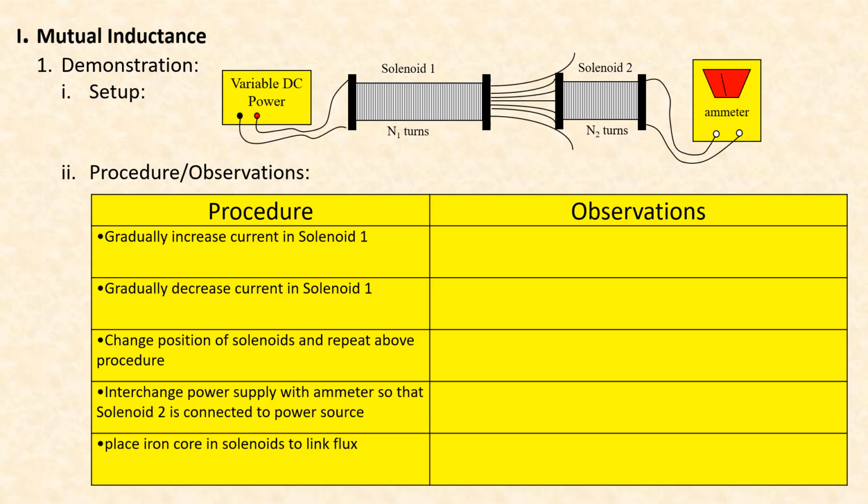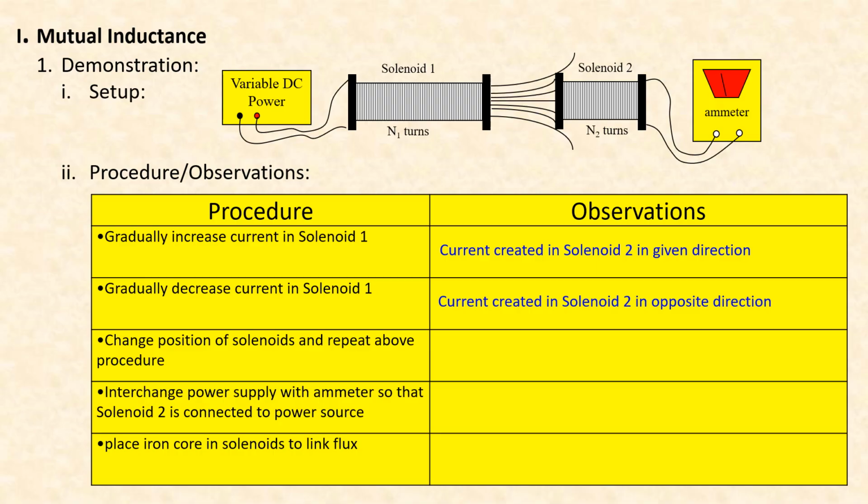Recall that when we gradually increase the current in the powered solenoid, solenoid 1, this had the effect of creating a current in the other solenoid, solenoid 2, the non-powered solenoid, and that current had a specific direction. When we gradually decrease the current in our powered solenoid, what effect did this have on the non-powered solenoid? It also created a current in the non-powered solenoid, but in this case in the opposite direction.